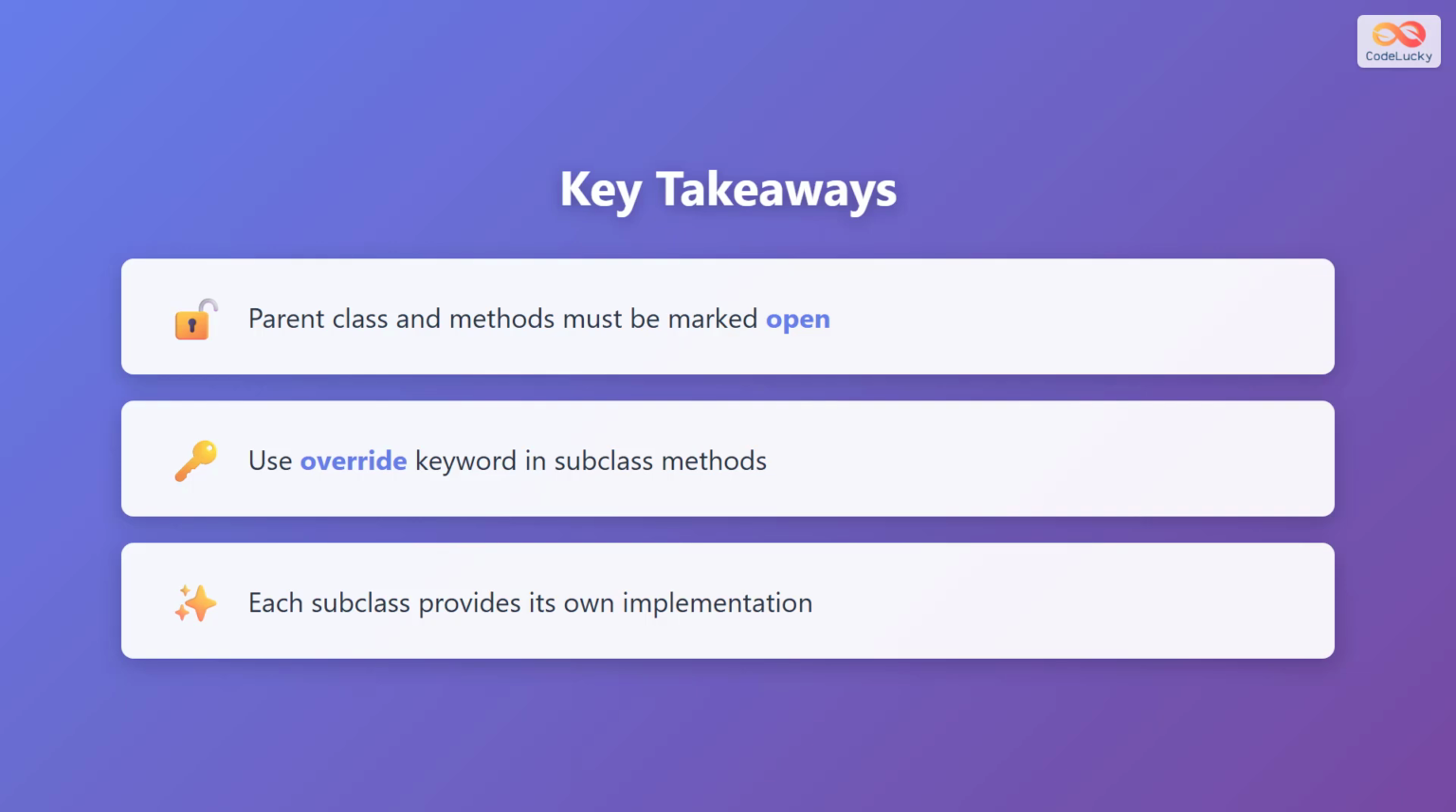Let's review the key points. First, remember that both the parent class and its methods must be marked as open to allow overriding. Second, use the override keyword in your subclass methods to replace parent class implementations. Third, each subclass can provide its own unique implementation, allowing you to customize behavior while maintaining a consistent interface. This is essential for building flexible and maintainable object-oriented code.